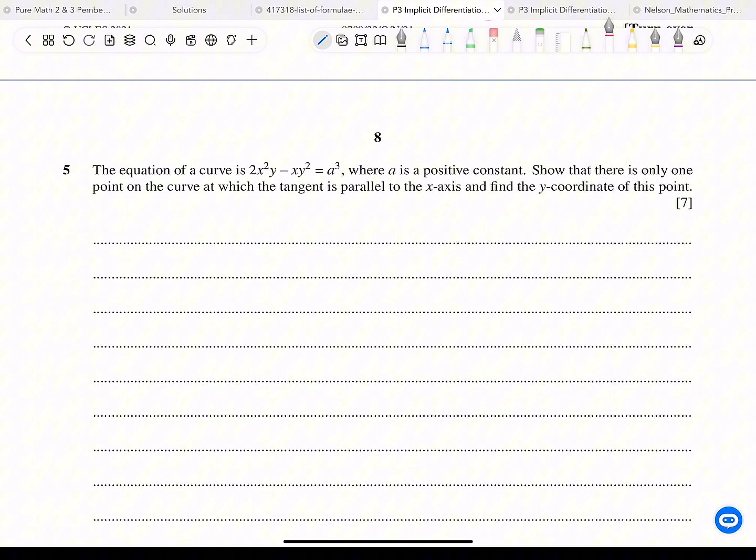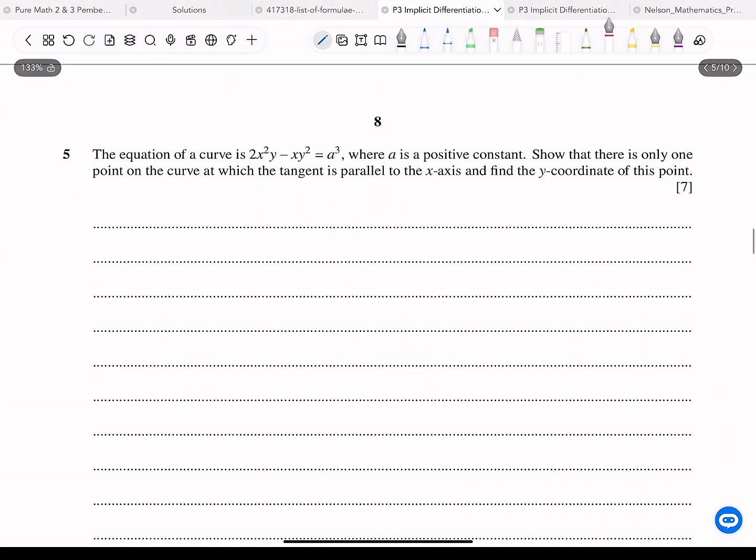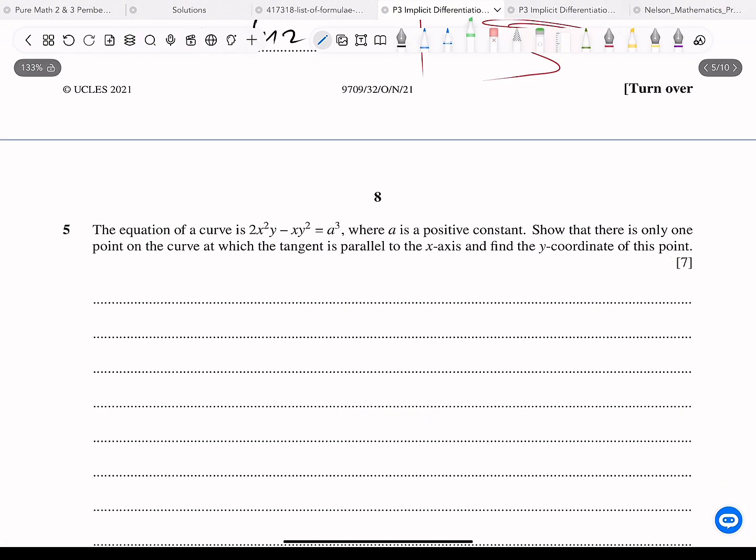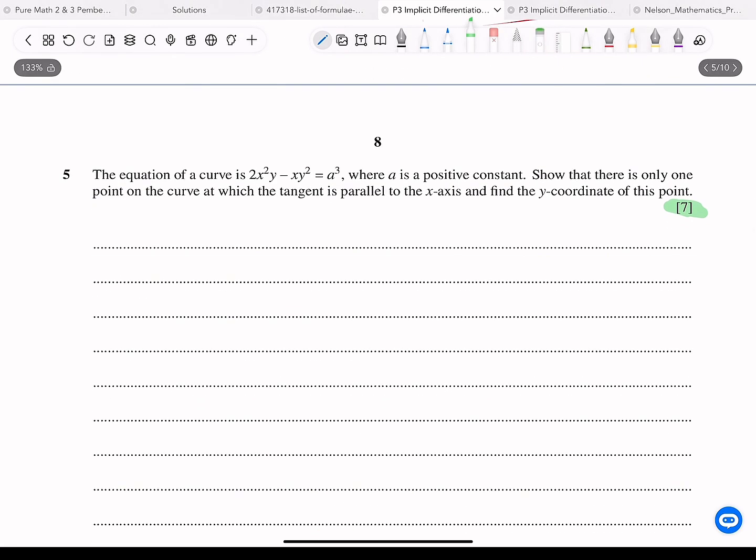All right, so we look at this question. Which year was that? 2019. Good. And it's worth 7 marks. Whoa. But I promise, they are never difficult. Never. So it doesn't even matter that it is 7 marks. We can still do it. But let's get the key points out of it. So they gave us this equation, and they said that A is a positive constant. We should show that there's only one point on the curve at which the tangent is parallel to what? The x-axis.